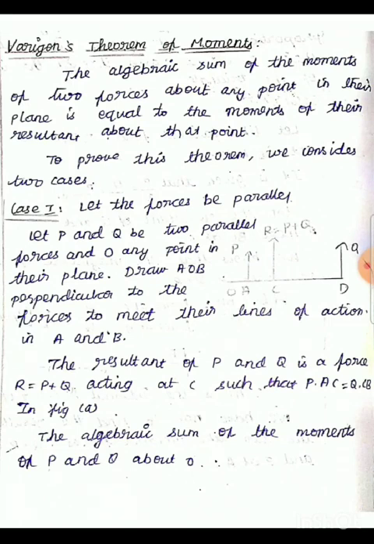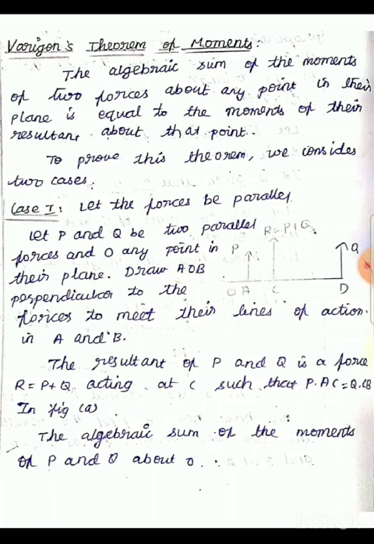R is the resultant of the two forces, which acts at C such that P dot AC is equal to Q dot CB. This comes from the definition of moment: the moment of a force about a point is defined to be the product of the force and the perpendicular distance of the point from the line of action of the force. From this definition, we can write P dot AC is equal to Q dot CB.